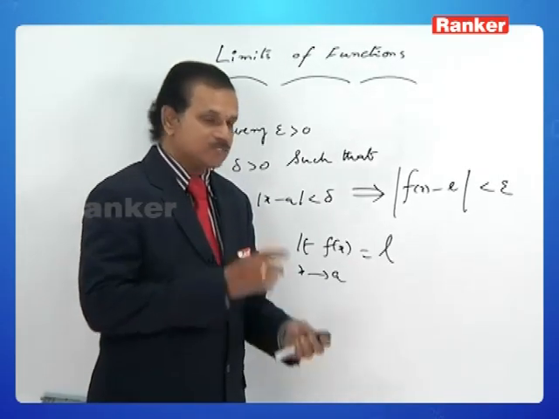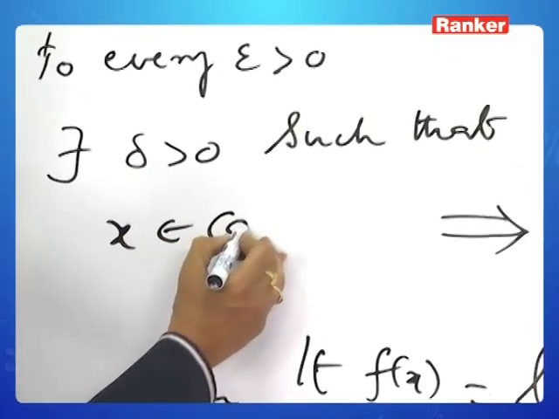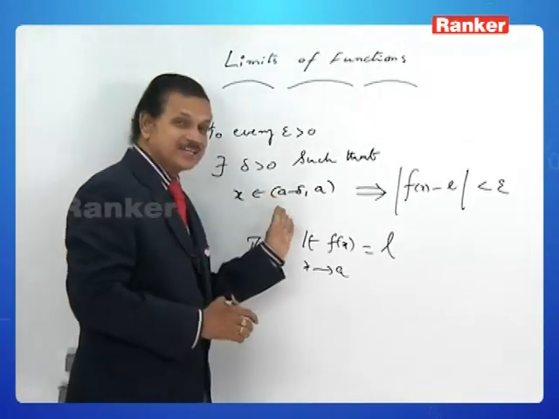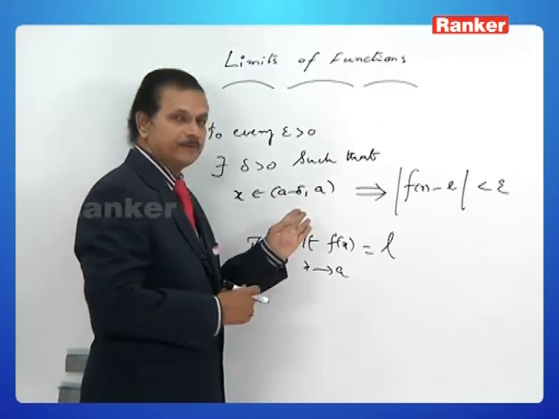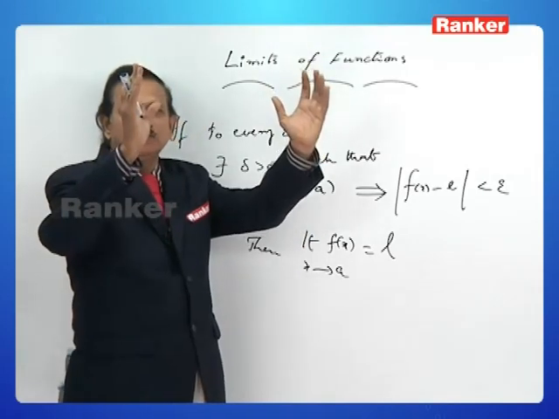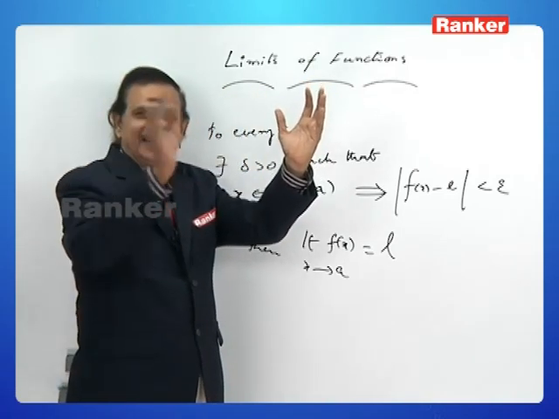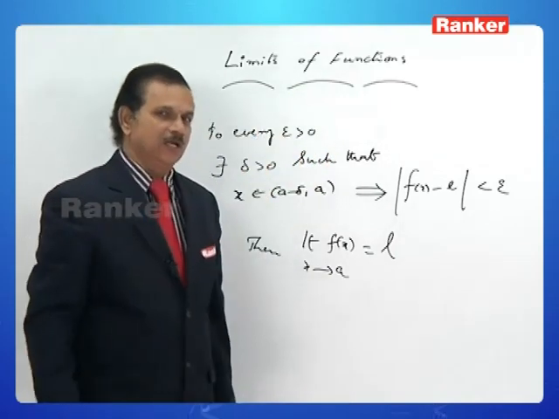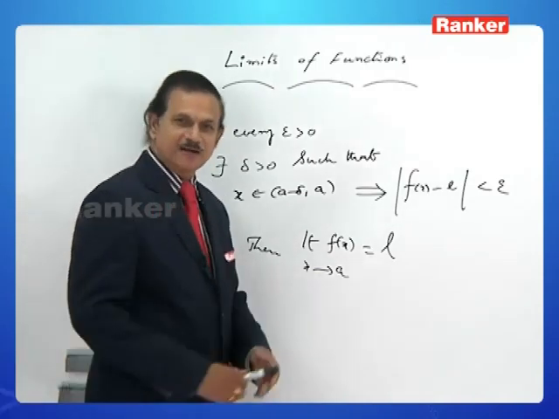Now, let me change very small items here. X belongs to a minus delta to a implies. What is the actual picture that we can view from this sentence? X belongs to a minus delta to a. You can visualize it in your mind itself. A minus delta, this portion is the region behind A, or the region to the left of A, and X is supposed to lie in that region. It does mean that X tends to A from left.